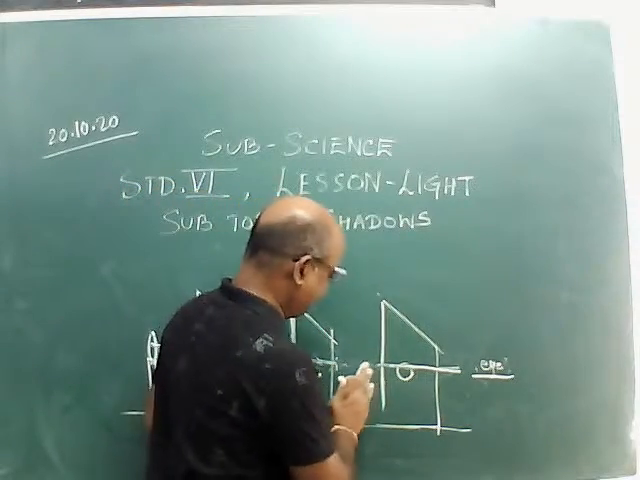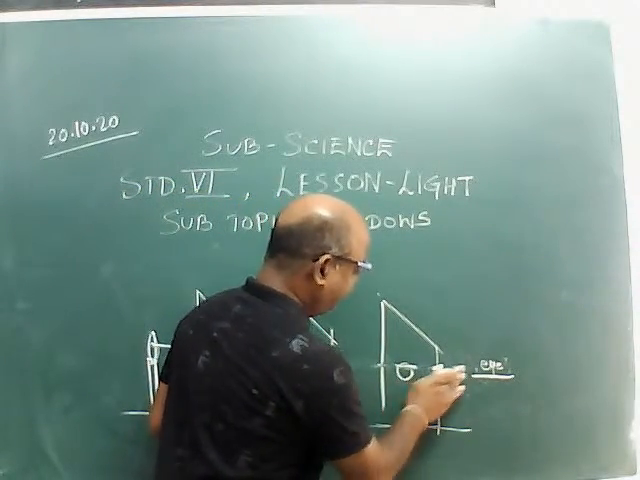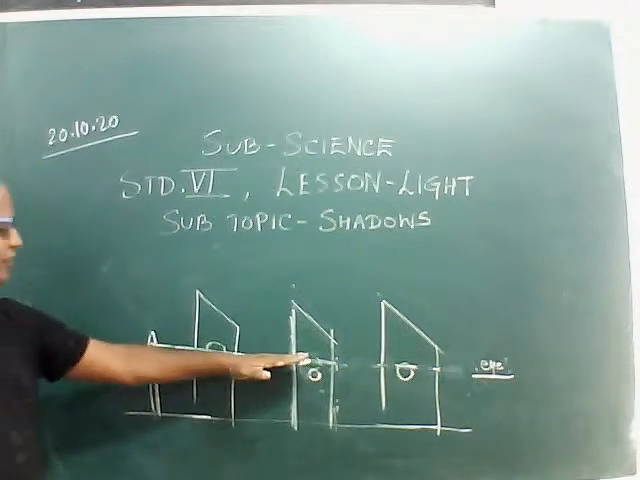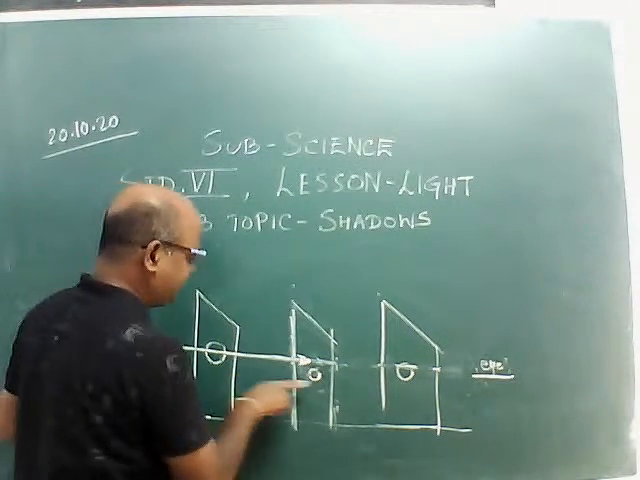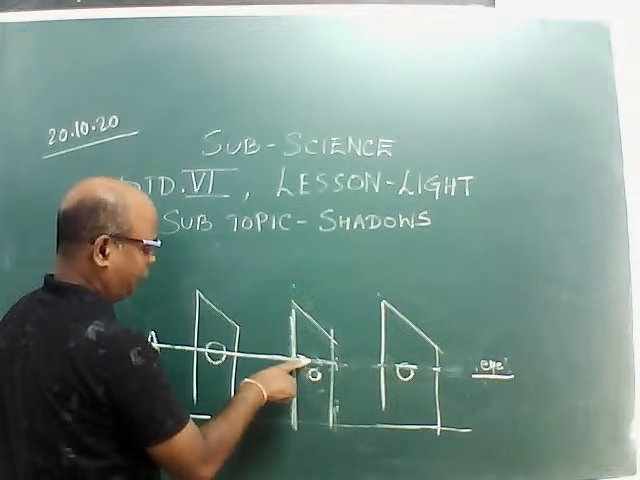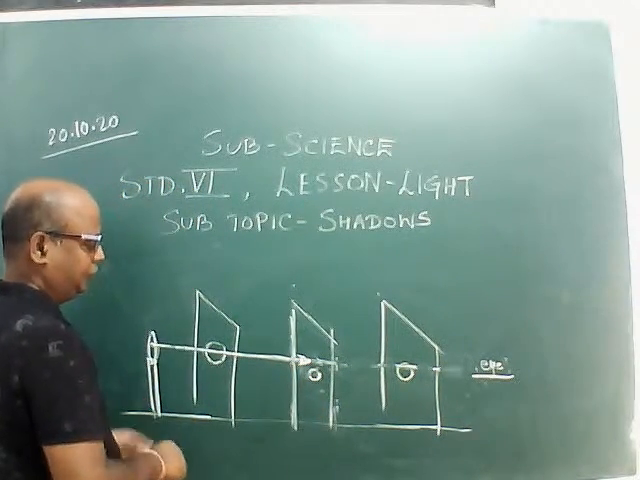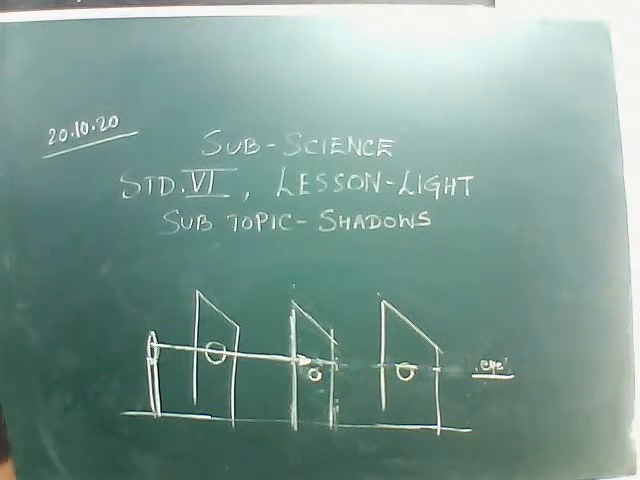Now you can't see this because light is blocked by this board. It will not pass through this. It will not bend and pass through this board. Okay. So this experiment also proves that light travels in a straight line.